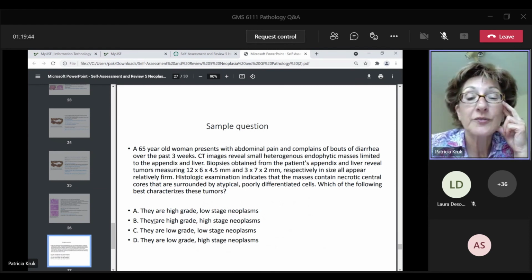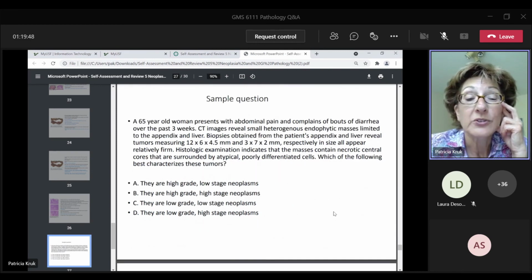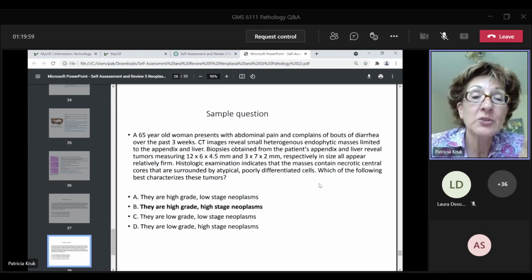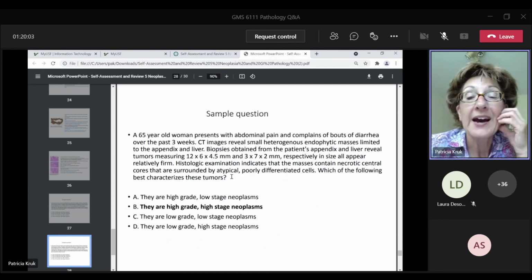So if we look at our options, high or low grade, high or low stage, again, the answer is they are high grade because they are poorly differentiated. Remember, a low grade is something that looks like the normal tissue. So there's grades 1, 2, and 3. This is going to be a high grade carcinoma because it looks poorly differentiated, doesn't look like its normal tissue counterpart.